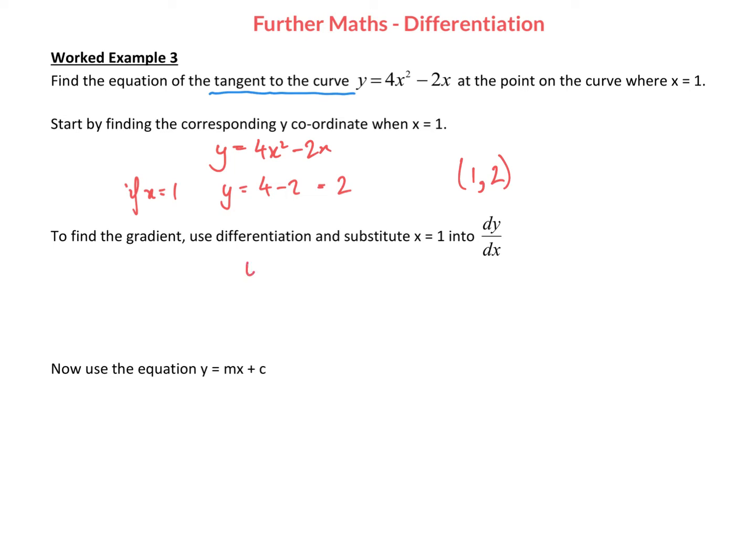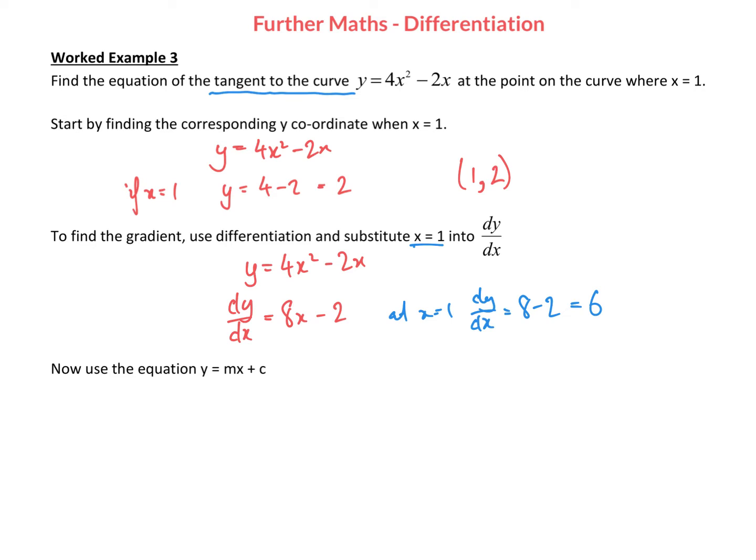Next, we know y equals 4x squared minus 2x. Now we want to find what the gradient is. So dy by dx is equal to 8x minus 2. Now, we want to know what's the gradient when x is 1. So at x equals 1, dy by dx, the gradient, is 8 minus 2, which is 6.